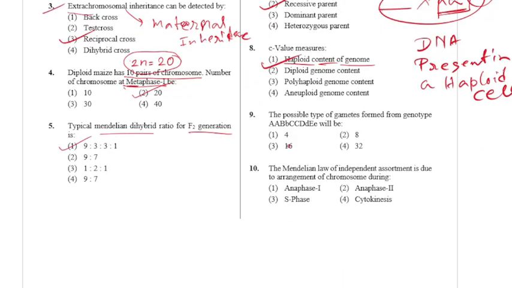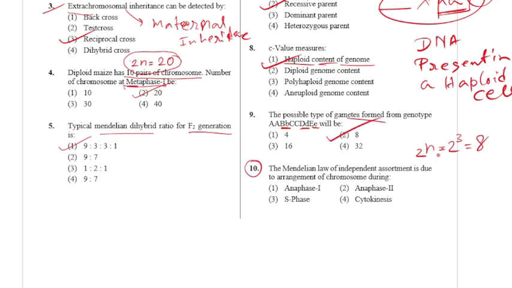Again, we have another question on possible gametes formed, and we know the formula is 2 to the power n, where n is the number of heterozygous pairs. Capital A small a is not heterozygous. Capital B small b is heterozygous. Capital C is not heterozygous. Capital D small d is heterozygous, and capital E small e is heterozygous. So again, n equals 3, so 2 to the power 3 gametes will be produced, that is, the number of gametes is 8.